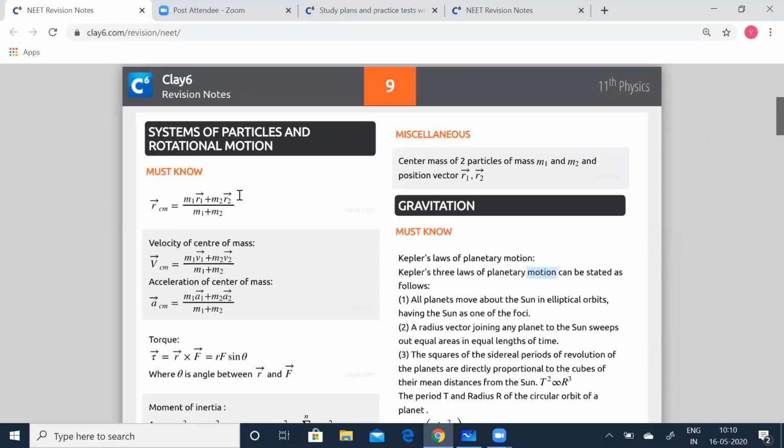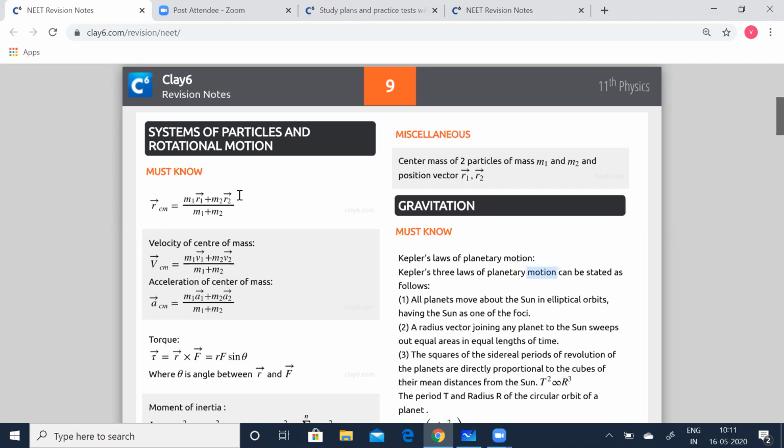Translational kinetic energy KT is given by half mv squared. Here it is rotational kinetic energy, which is KR is equal to half I omega squared. Work done is given by W is equal to Fs. Work done here is given by tau theta. Power is equal to F into v. Here it is tau times omega.